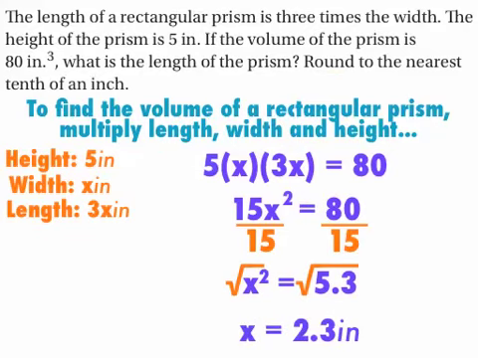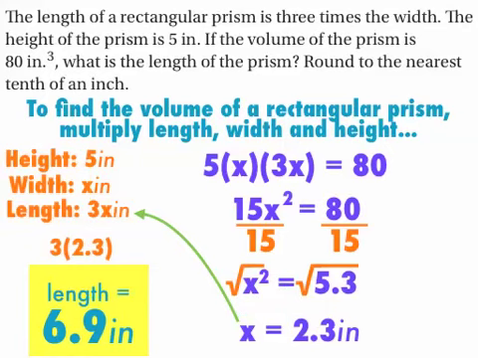Now, be careful because the question that they're asking me is what is the length of the prism? Well, remember x is the width, so in order to find the length, I need to take 2.3 and plug it into the length, which we said was 3x. So if x is 2.3, then I need to do 3 times 2.3, which gives you the length of 6.9 inches.